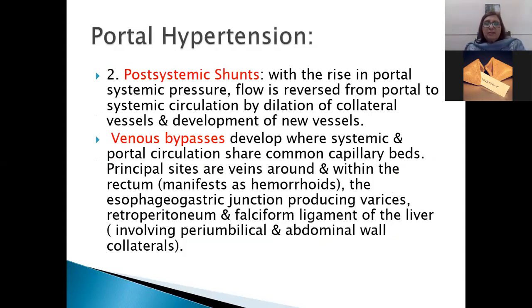So venous bypasses develop where systemic and portal circulation share common capillary beds. Principal sites are veins around and within the rectum, which manifest as hemorrhoids. The esophageal junction produces varices, and the retroperitoneum and falciform ligament of the liver involve periumbilical and abdominal wall collaterals. So the venous bypasses develop whenever systemic and portal circulations join together.